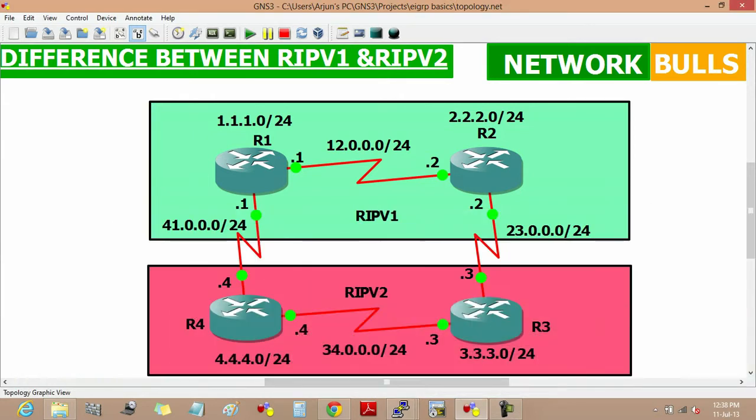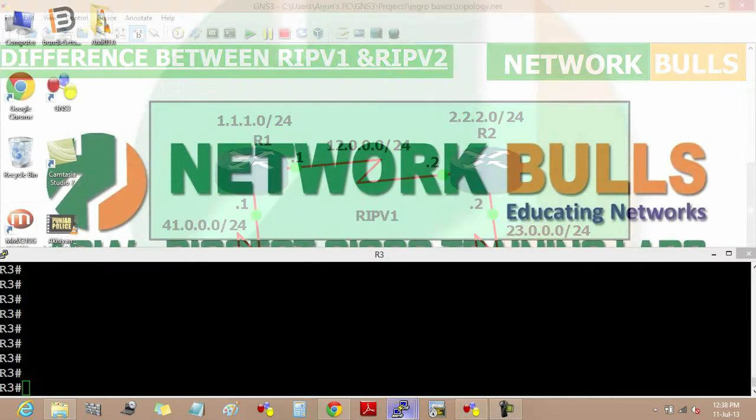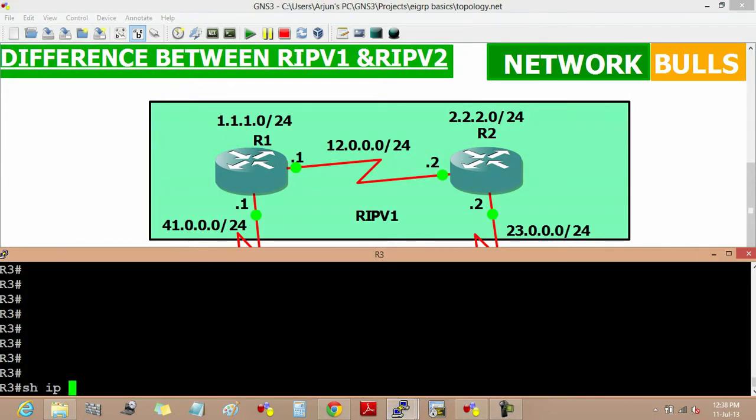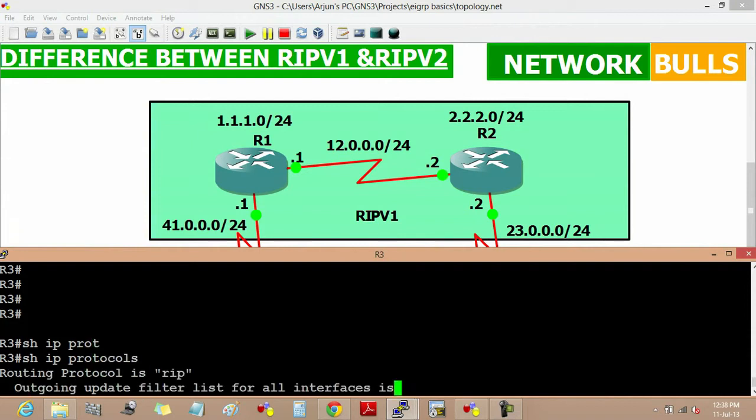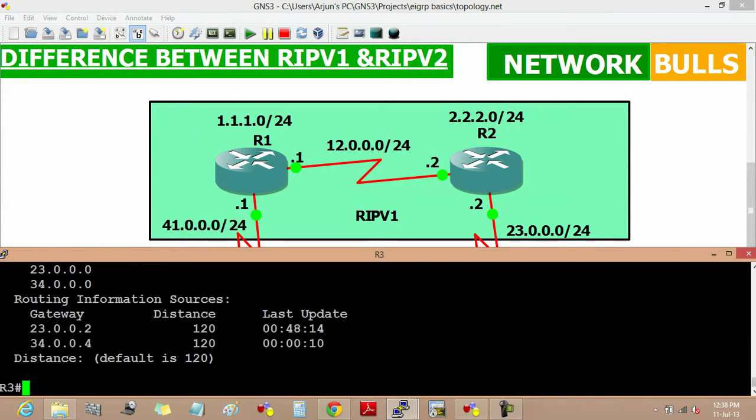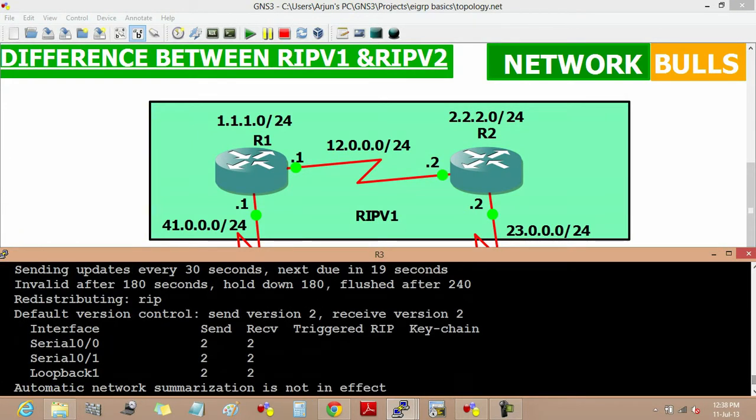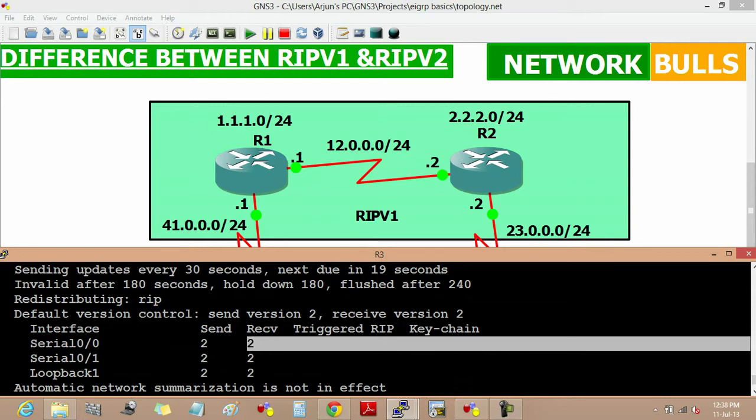But RIP version 2 sends and receives updates from only version 2, and we can verify it on router 3 and router 4 in which RIP version 2 is running by using the command show IP protocols. Now in this we can see that RIP version 2 sends updates to only version 2 and receives updates from version 2 only.